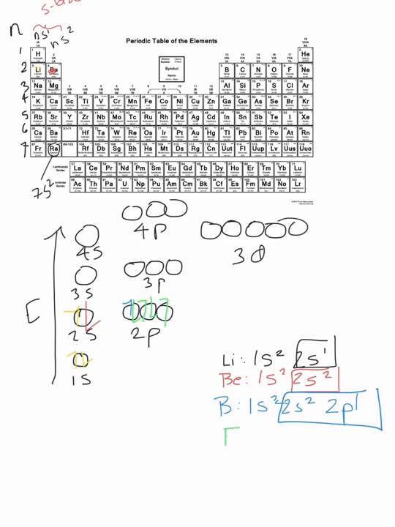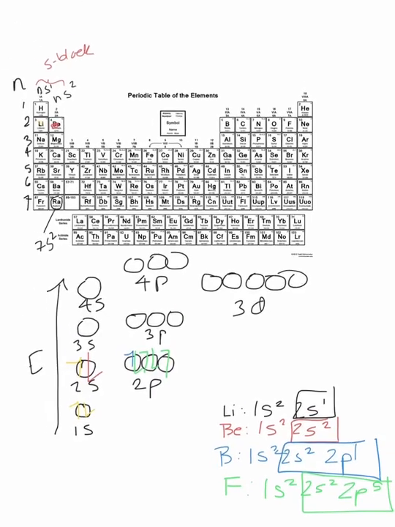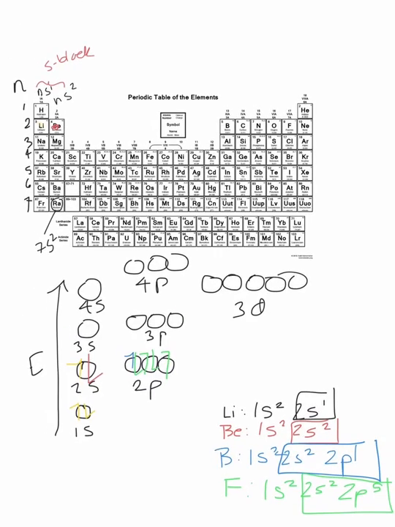If we were to write the electron configuration for fluorine, it would be 1s2, 2s2, 2p5, with our valence electron configuration being our outermost n level, which is 2s2, 2p5. Now, let's take a minute and see how this electron configuration maps onto the periodic table.